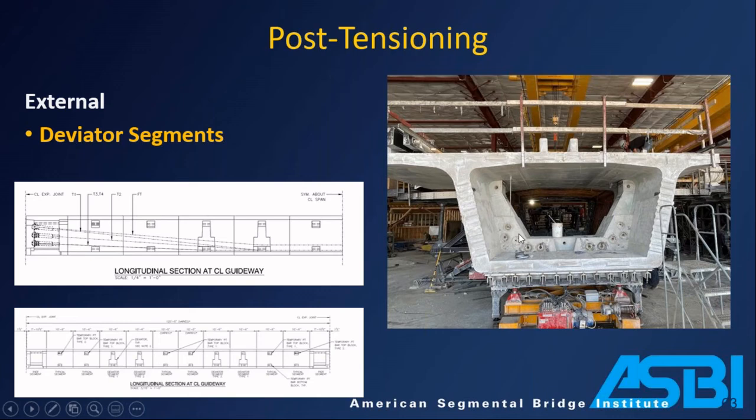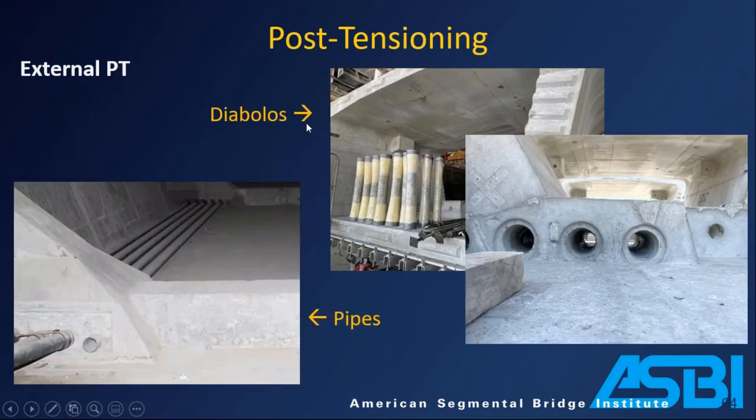So it's a big force when these things change direction. They want to straighten out. So you need something to transfer that force, and you can see that's what's happening here with these deviator segments that takes that deviation force and distributes it to the webs. A couple of different ways to achieve that deviation, looking at how you can do that.